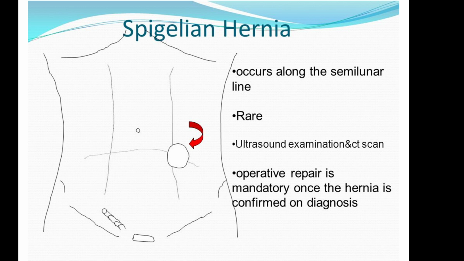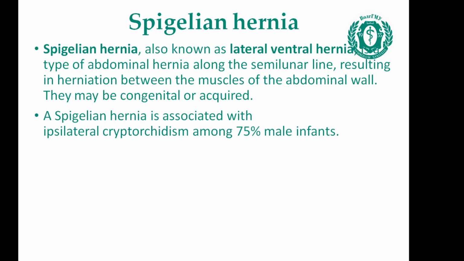Spigelian hernia occurs along the semilunar line and is rather rare. Ultrasound examination can help you to confirm the diagnosis. Operative repair is mandatory once the hernia is confirmed on diagnosis.